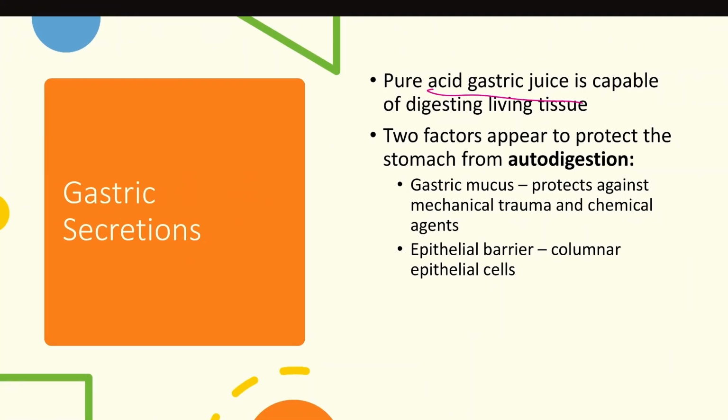Pure acid gastric juice is capable of digesting living tissue, so we have to have a protection barrier. So we have this autodigestion. How do we protect ourselves? We have the gastric mucosa, which helps protect against mechanical trauma and any chemical. And we have the epithelial barrier, the columnar epithelial cells. In the esophagus, it's the squamous, right? Here we have columnar.